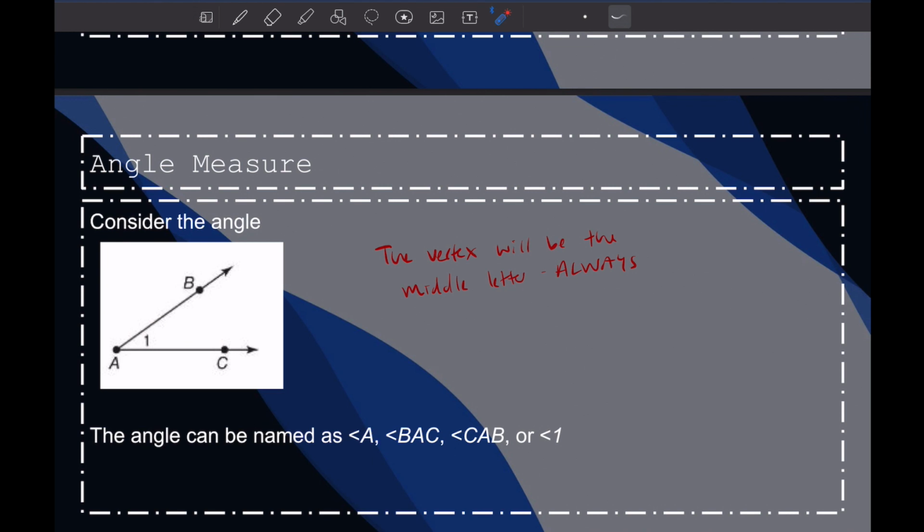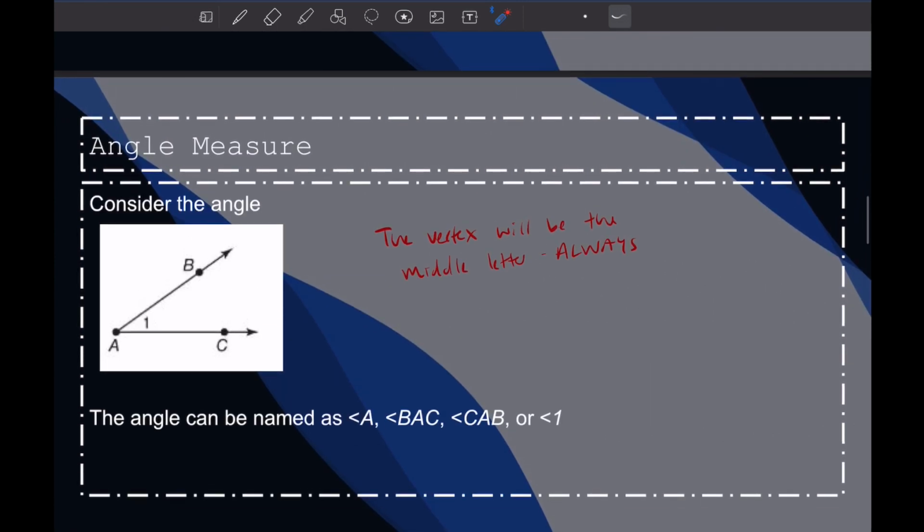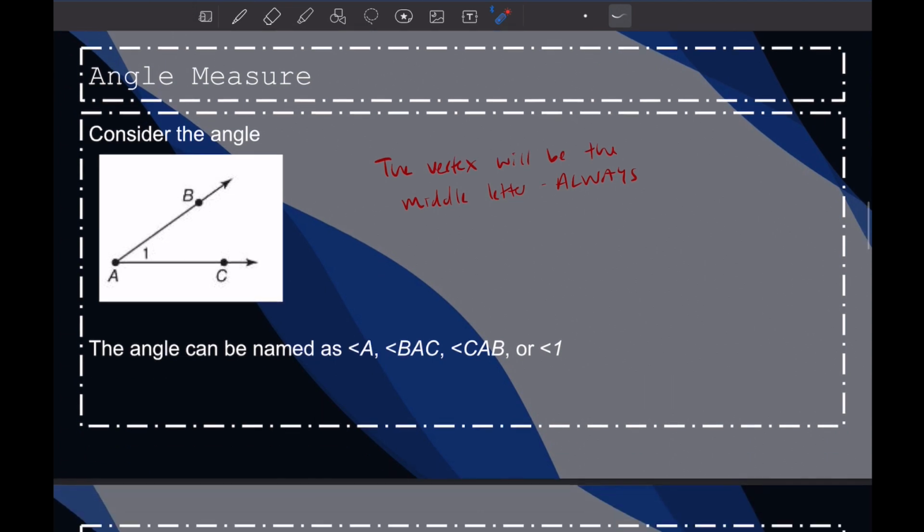Or you can just call it by the vertex. The point of that is the vertex, which is angle A, or the number that's associated to that vertex, which is angle 1. Okay, hopefully that makes sense. If it doesn't make sense, go ahead and pause, rewind, and rewatch this part so you understand how to name these angles, because the formality, the way we communicate math, is kind of important as you move on in this course.